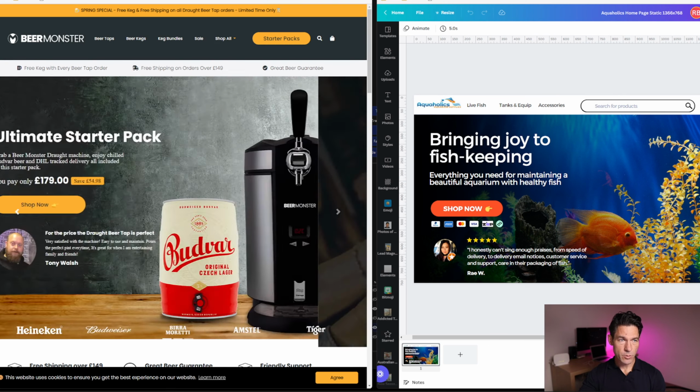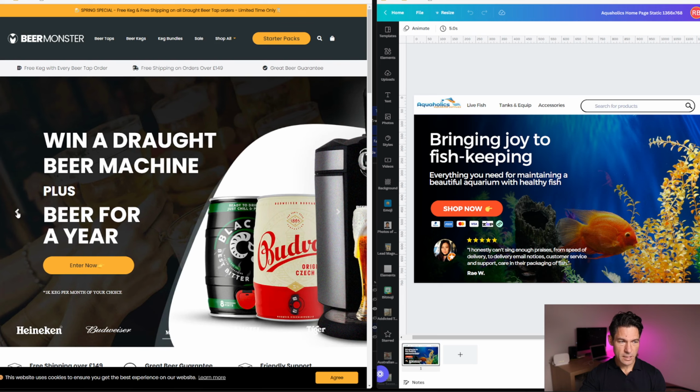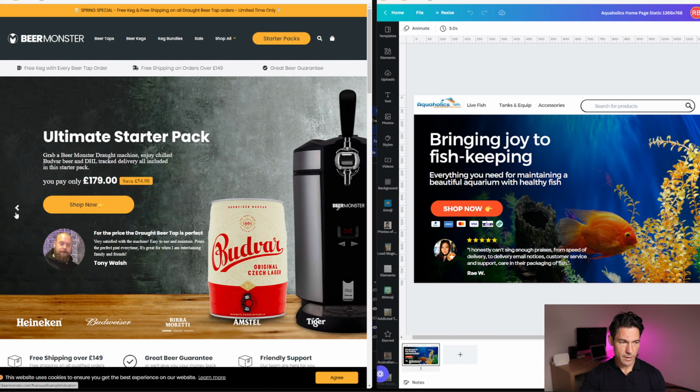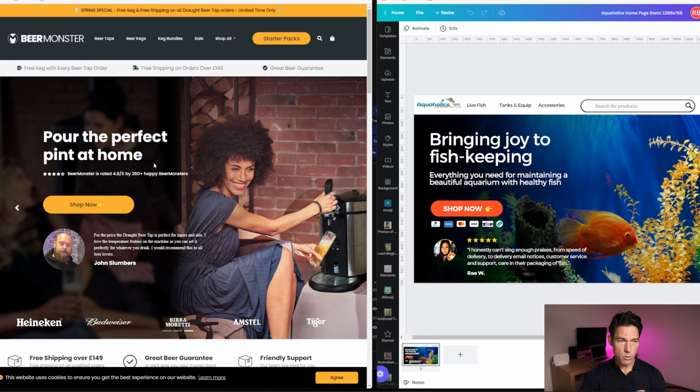I'll show you another example here from Beer Monster. I don't particularly like how they do the carousels here, but if we go back to the first one, pour the perfect pint at home. Once again, plenty of emotion in those words. It's really succinct, really clear, and it spells out the benefit to the customer. It's not, we sell equipment so that you can make your own beer at home. It's what is it that gets delivered to the end user, which is pour the perfect pint at home.